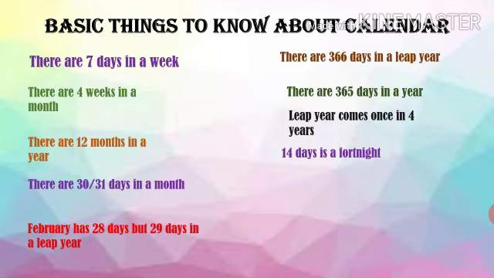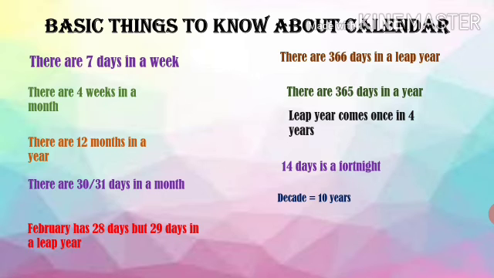Next, 14 days together is called a fortnight. We usually say 7 days a week, right? Same way, 14 days together is called a fortnight. Then 10 years, if you cover 10 years, you can give a special name: it is a decade. 100 years means it is a century. Then 1000 years makes a millennium. When 1000 years got over, you can name it as a millennium.